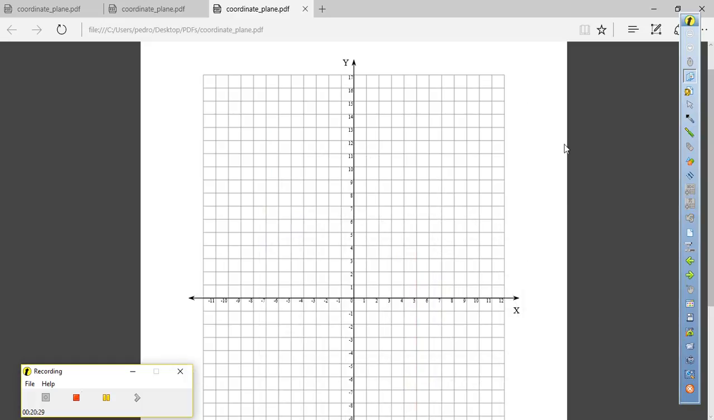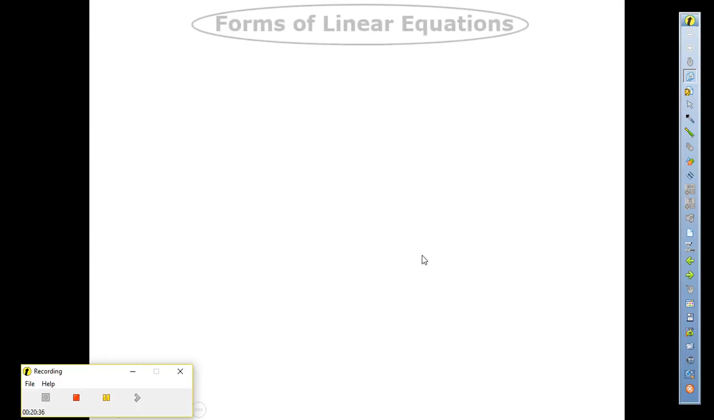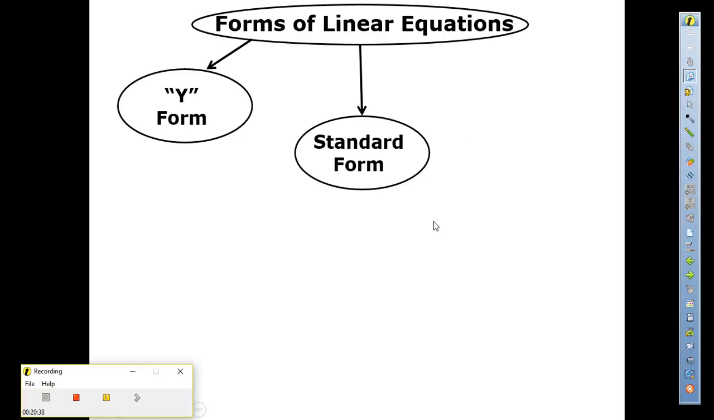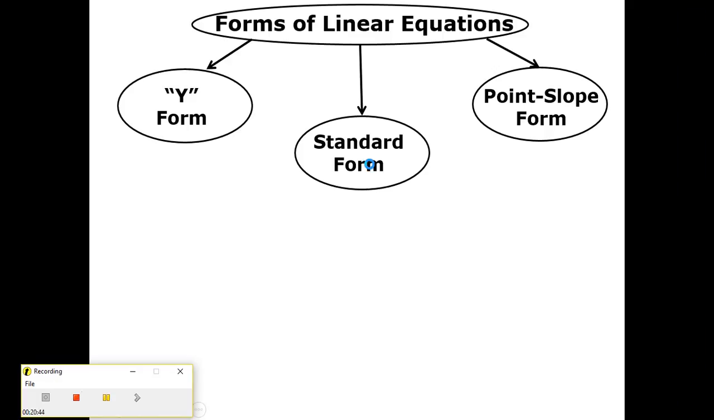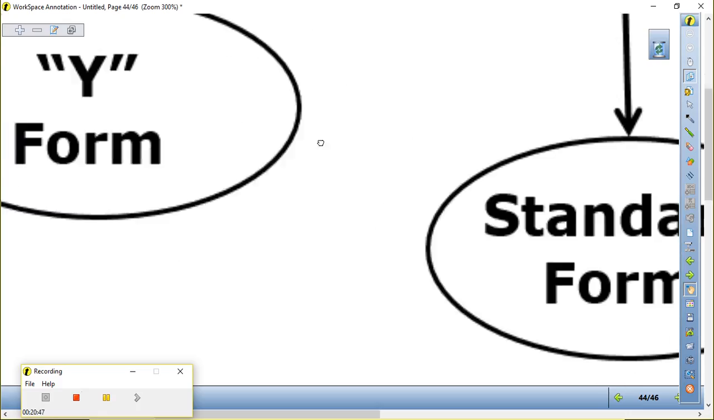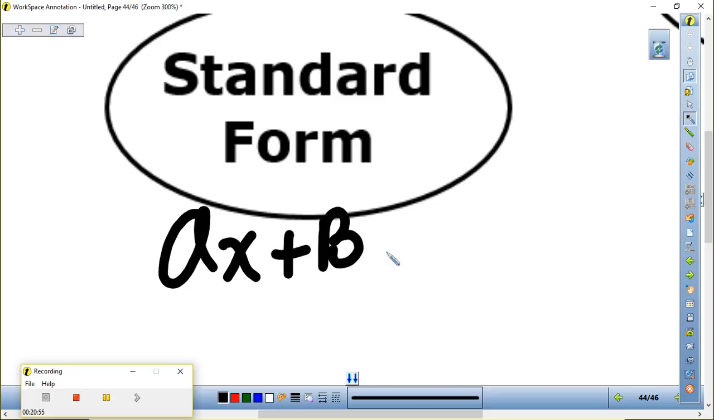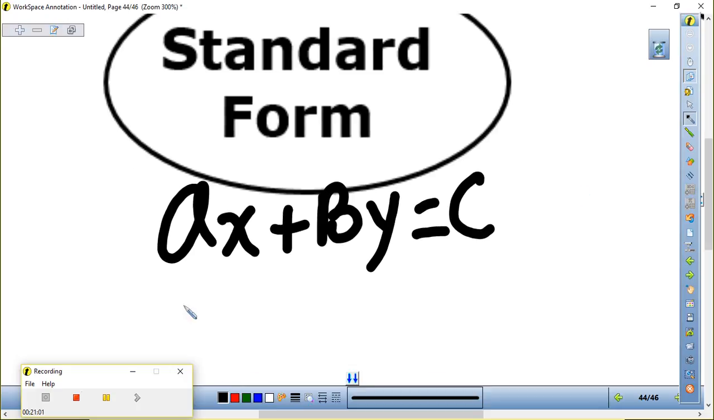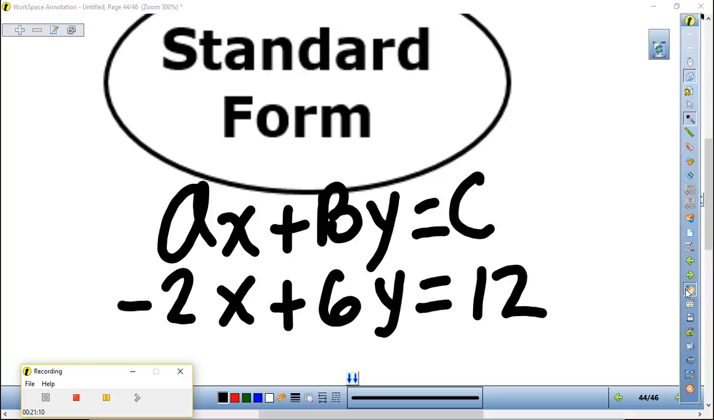So with that said, on the blank space that you have to the right, the last part that I want to cover is this next part. This is our map where we're at so far. Today I'm going to talk about standard form of a linear equation. So write down this, standard form. And underneath that, you're going to write AX plus BY equals C. Now, how does that look with numbers? It looks like this. Negative 2X plus 6Y equals 12. What do you guys notice?